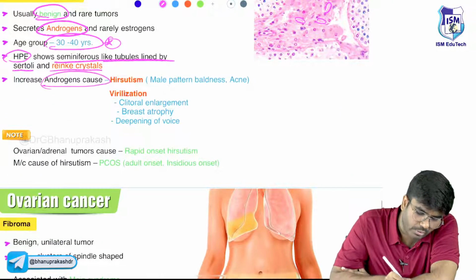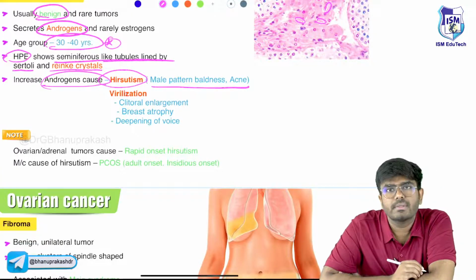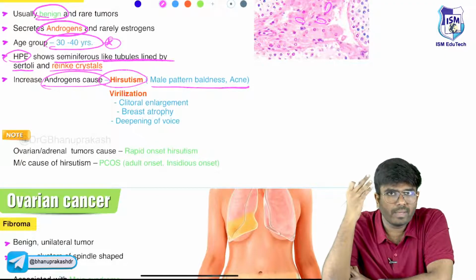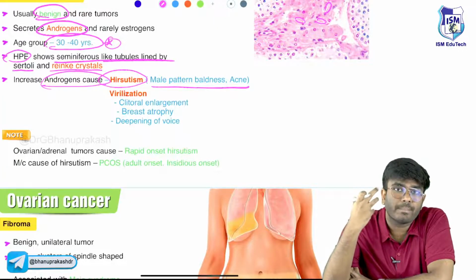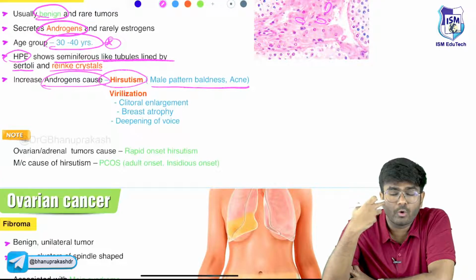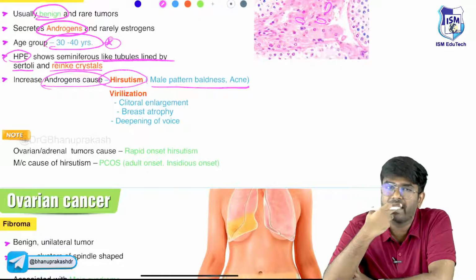So what are these androgens going to do? You know it: the androgens are going to cause hirsutism, male-like features. In males it will cause baldness. In females, male pattern hair loss will be seen. She is going to have hirsutism and development of male characteristics like a low pitch voice. Low pitch voice is going to be seen, along with development of facial hair, hirsutism.